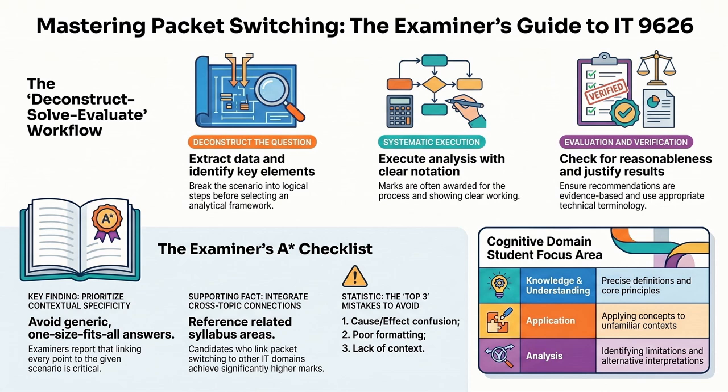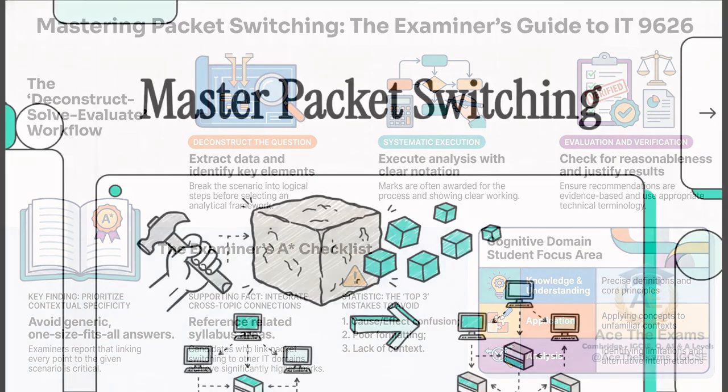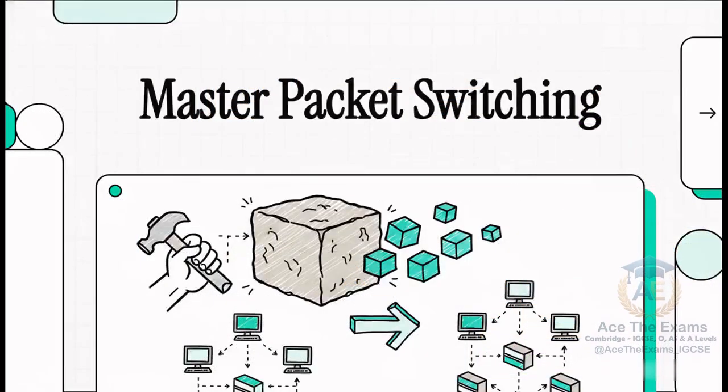Welcome to this explainer, where we are going to take your raw, messy data and turn it into absolute clarity. Today, we're targeting a notoriously tricky area of the Cambridge IT 9626 syllabus, specifically Section 14.6, which focuses on packet switching and the structure of packets.